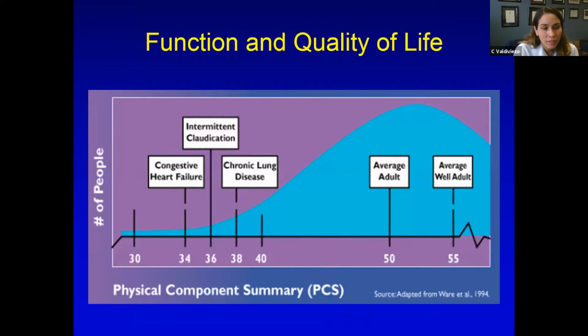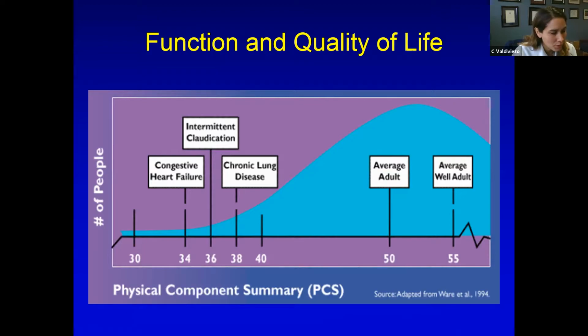And if we look at the functionality and quality of life and compare it to other conditions, we can see right over here, the average well adult is over here, having normal functional capacity, being able to walk without limitations for several feet or blocks without any difficulty. And then if we look at patients with chronic lung disease, they're here at around 38 of this PCS. And a patient who has intermittent claudication is somewhere in the functional capacity between what a patient with chronic lung disease has and a patient with congestive heart failure, in that range.